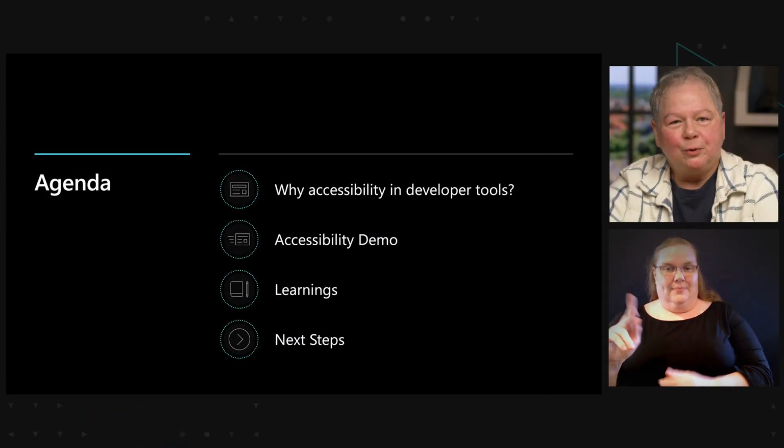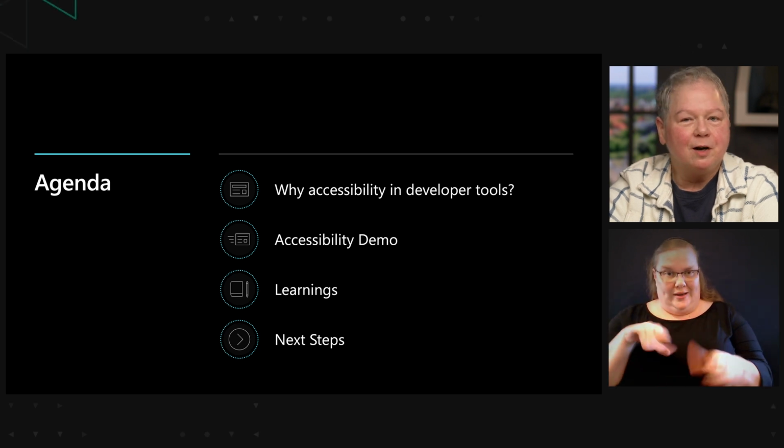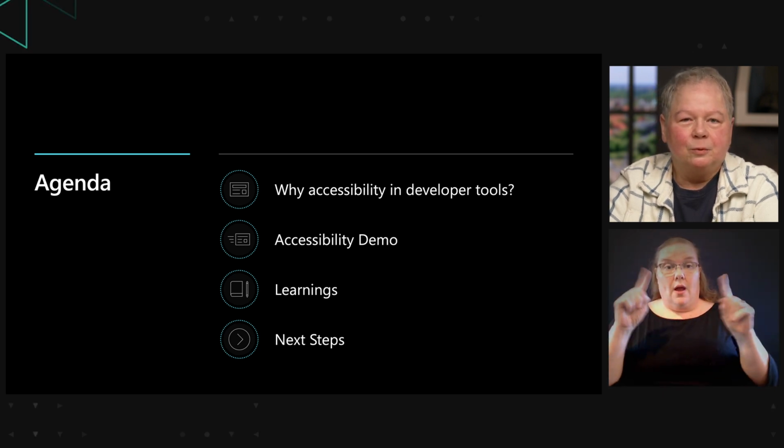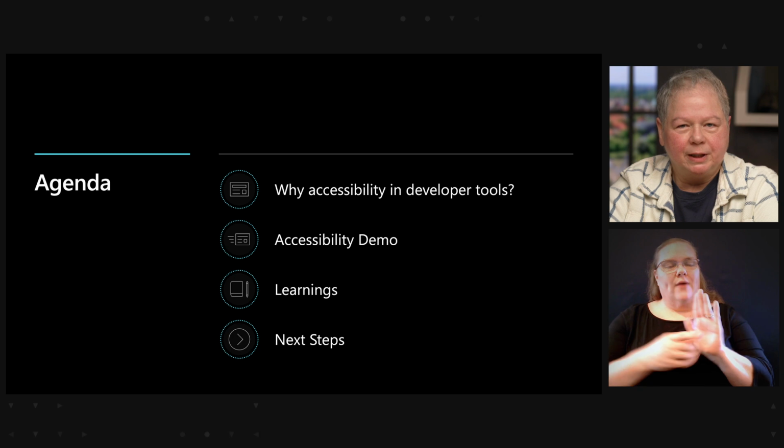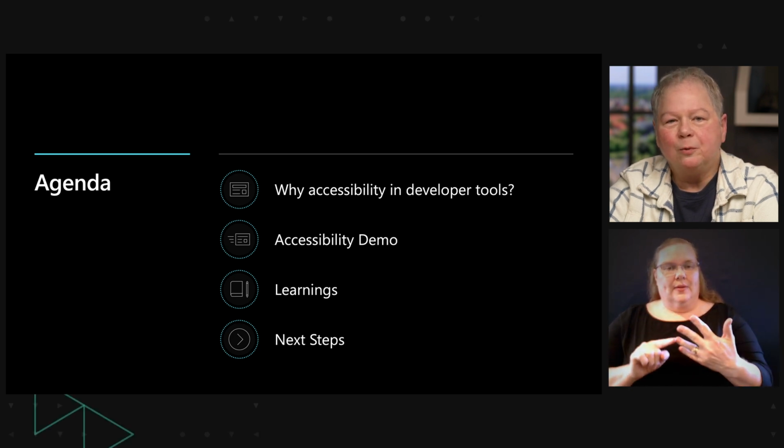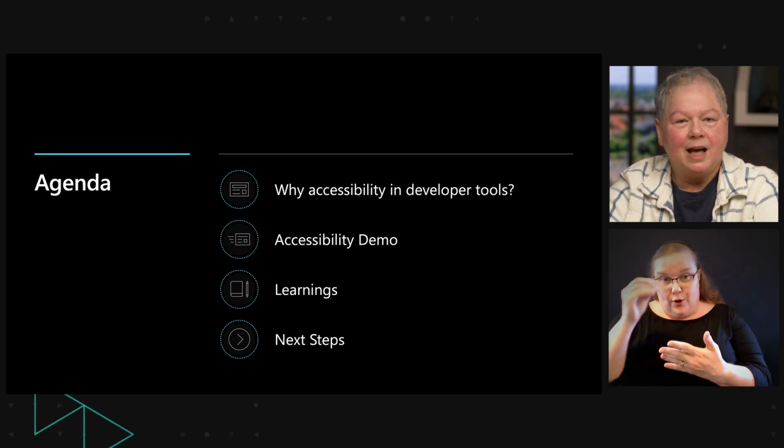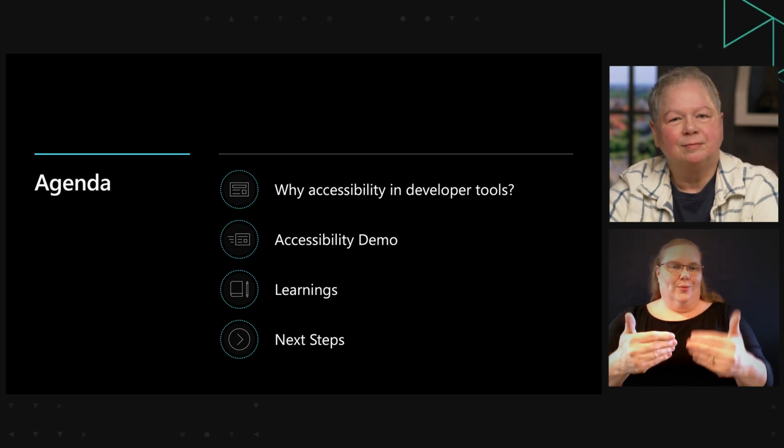We're here to talk about how we are introducing accessibility features into our game developer tools, which ship with the Microsoft Game Developer Kit, the GDK. We're going to share with you why we did this work and what we've accomplished so far. We'll show a little demo of the new accessibility features, talk about what we learned along the way, and where we want to go next.